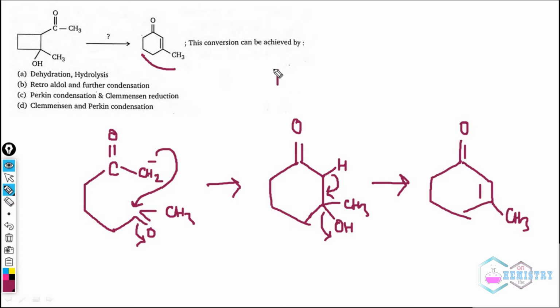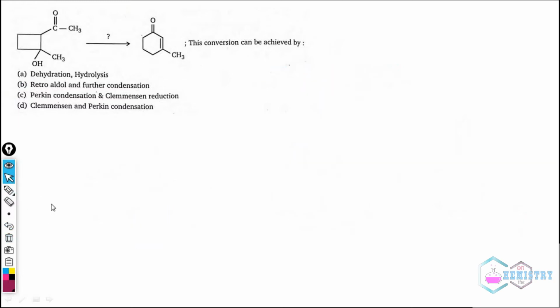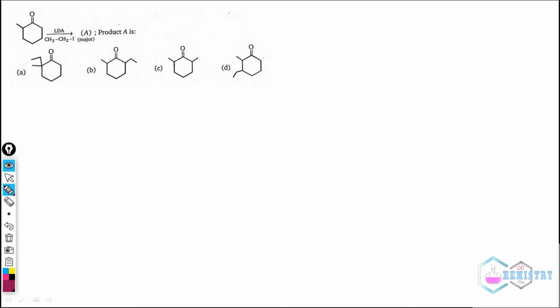So this is an example of retroaldol condensation followed by aldol condensation. So option B will be our correct answer. Okay. So just remember to perform a retroaldol and another aldol in this type of reaction. Now coming back to the next problem. We'll now come to the next problem.